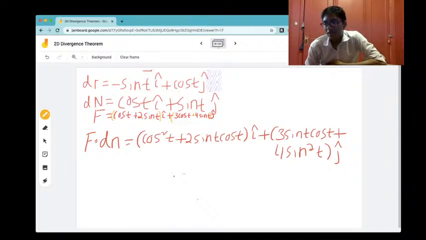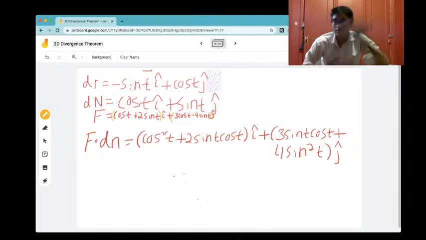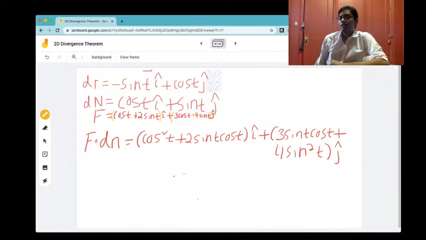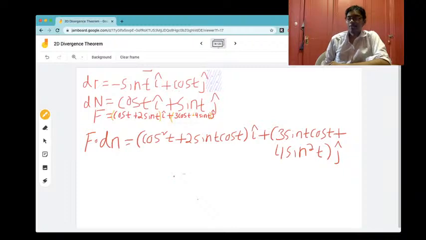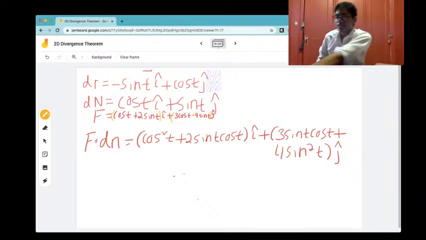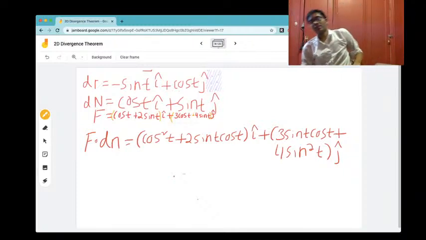Well, first and foremost, let's see, what can we do after this? F dot dn, can I just plug in? So can I just plug in my f dot dn back into my line integral? Because that does seem to be the best course of action at this point.